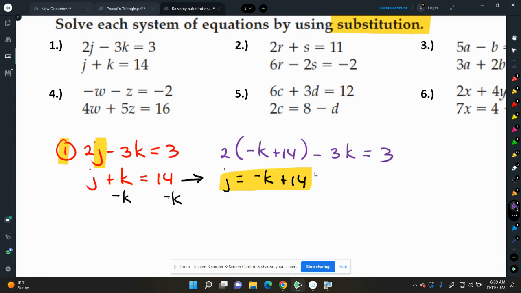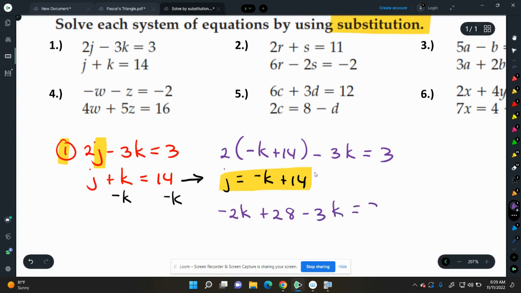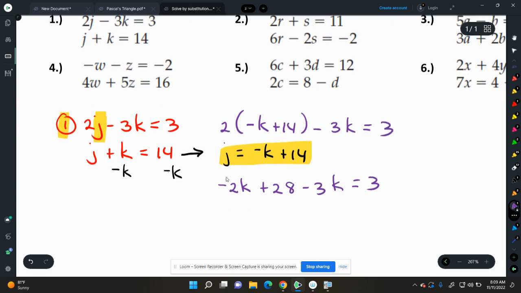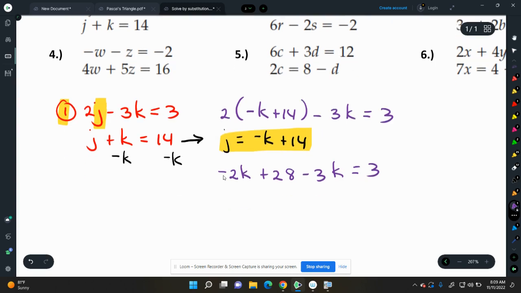Okay, now we're just going to go ahead and solve that. So I'm going to distribute that 2. So we get negative 2K plus 28 minus 3K equals 3. What now? You can combine like terms. So we had negative 2K, negative 3K. What's that equal? Negative 5K.